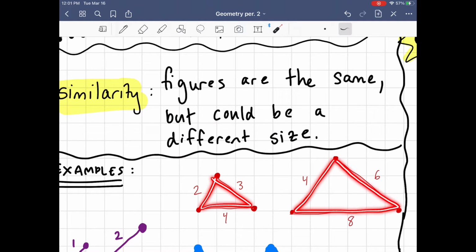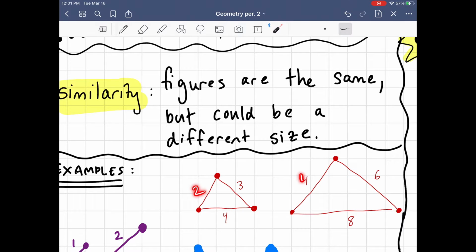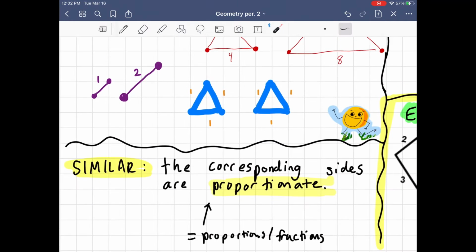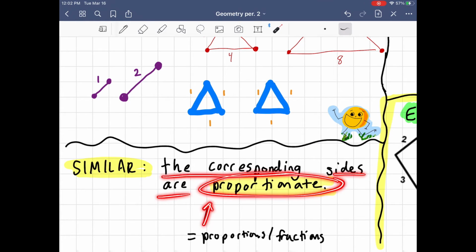They look the same, however, if you look closely at the side lengths and compare them, you'll recognize that one is twice the size of the other. We can specifically identify similarity by looking at corresponding sides and seeing if they are proportionate. Proportionate means that they have equal proportions or fractions when we compare them.